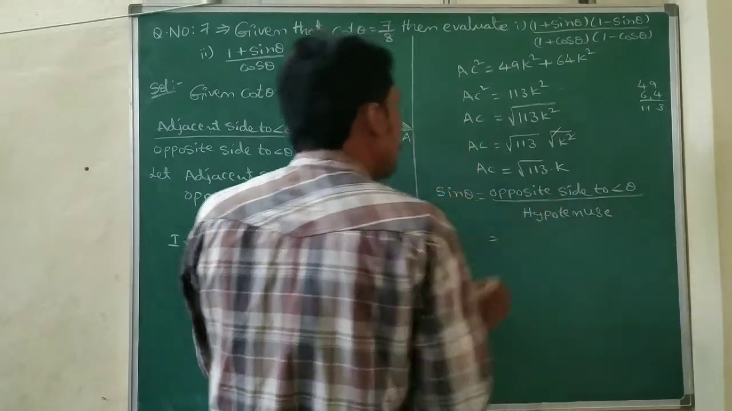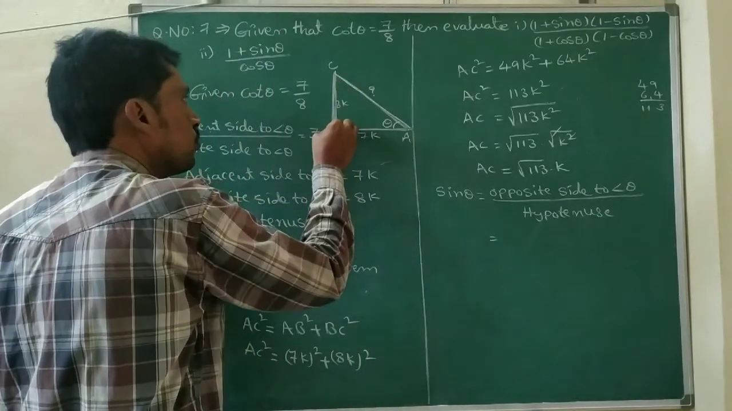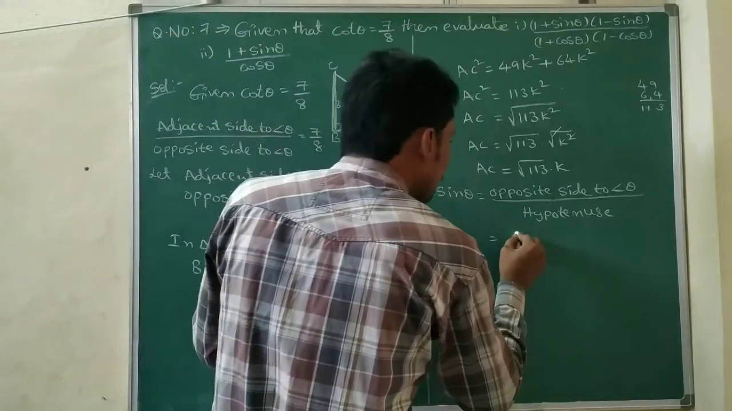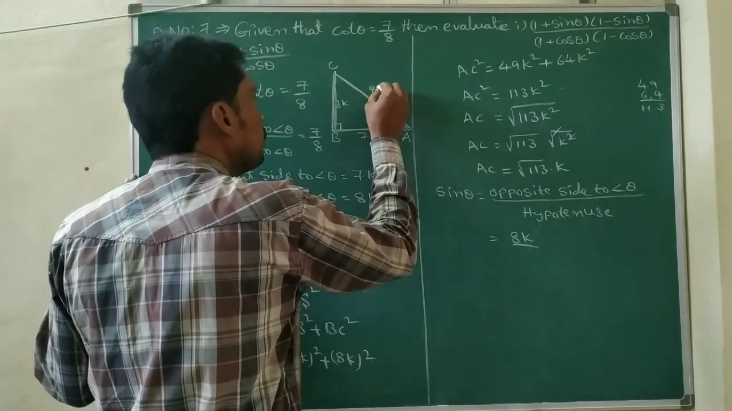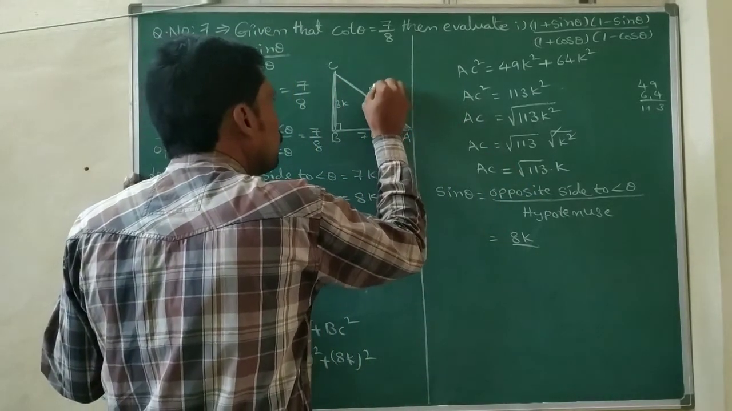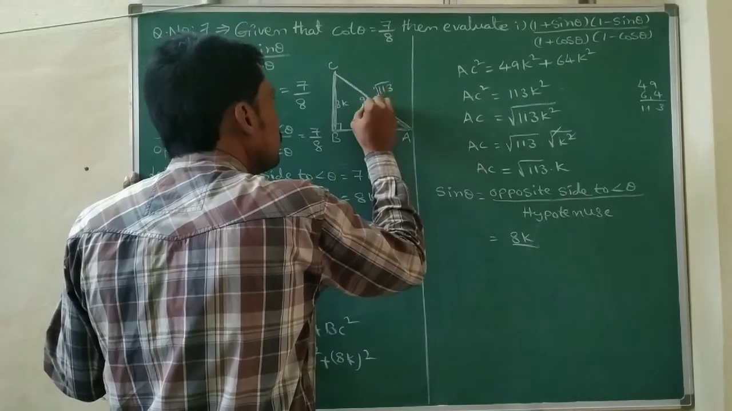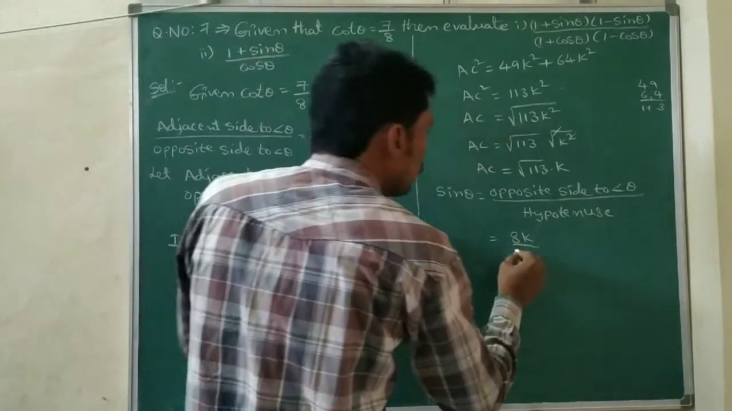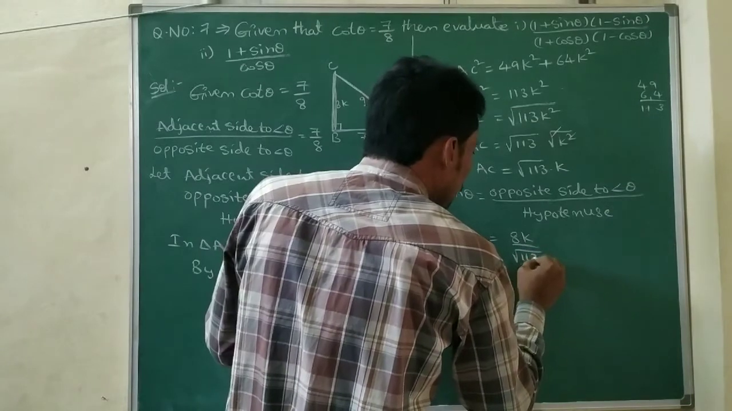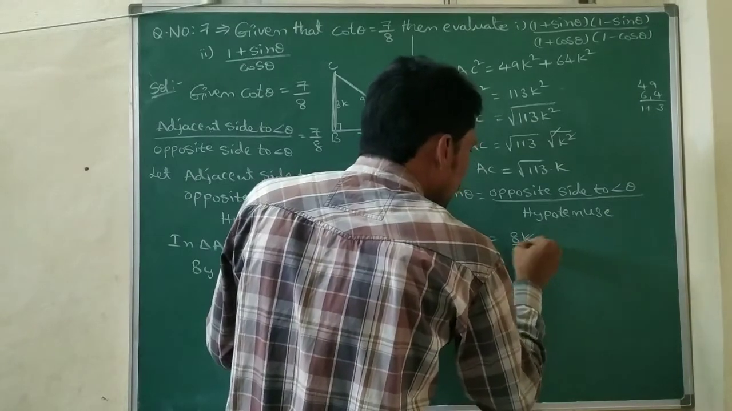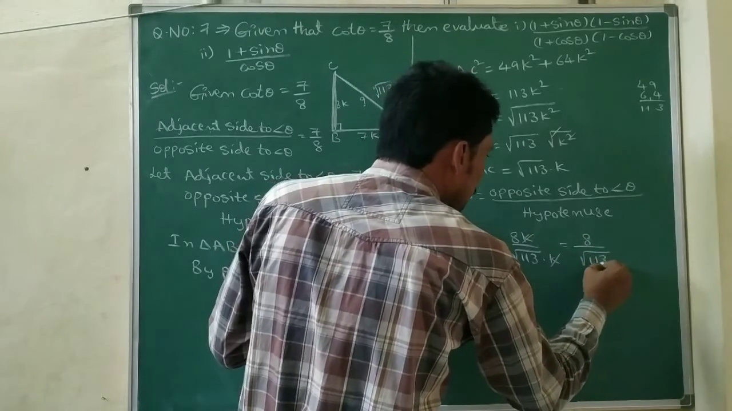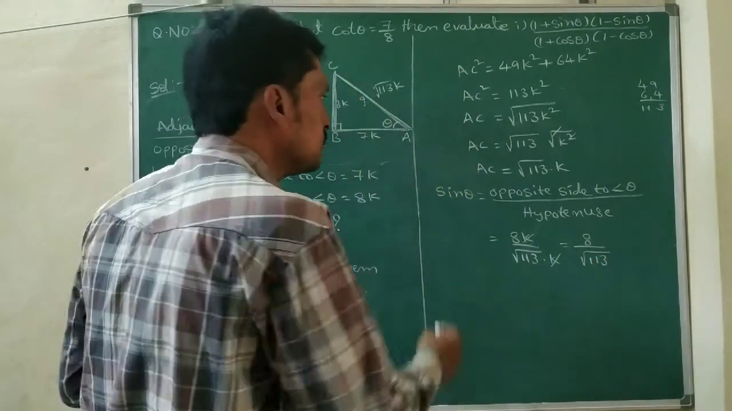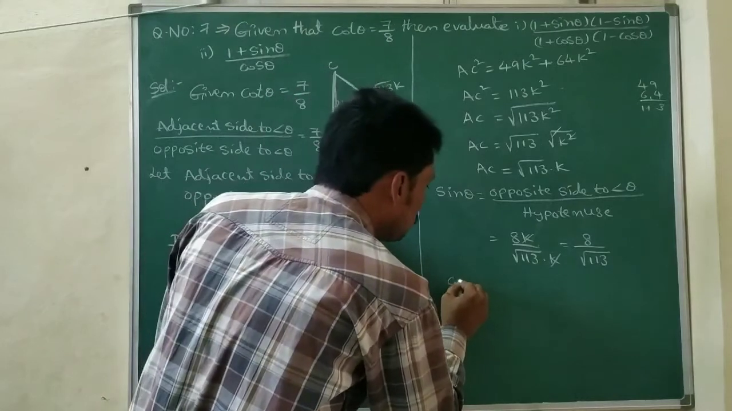So opposite side to angle theta, what is it? 8k by hypotenuse. Hypotenuse just now we got it, that is under root 113 into k. So k gets cancelled, means 8 by under root 113.